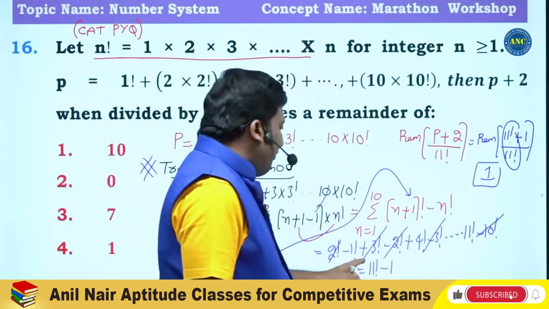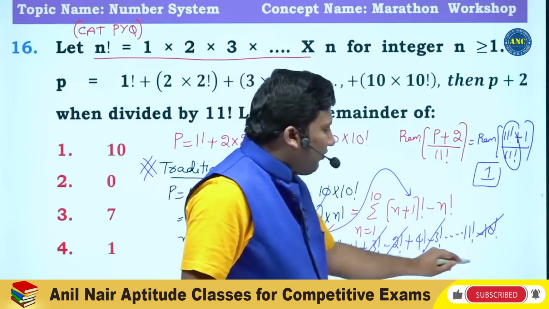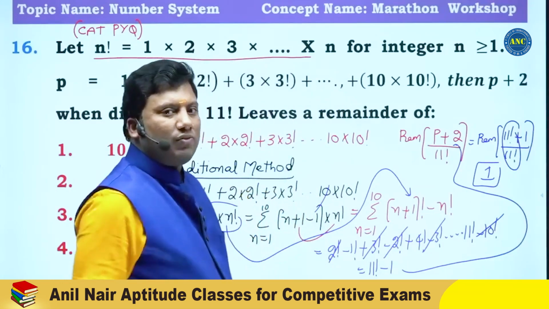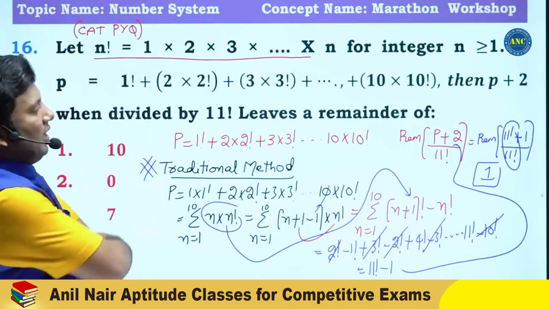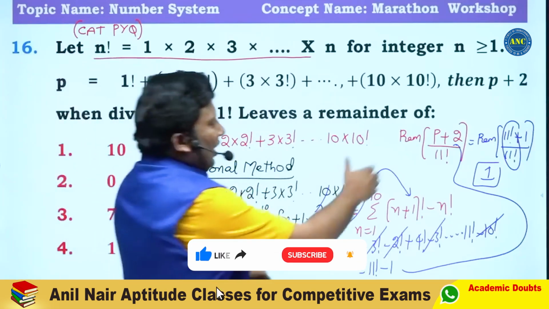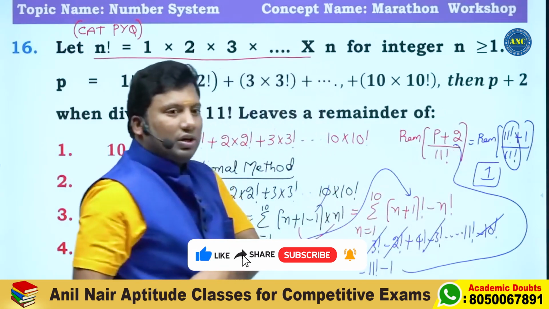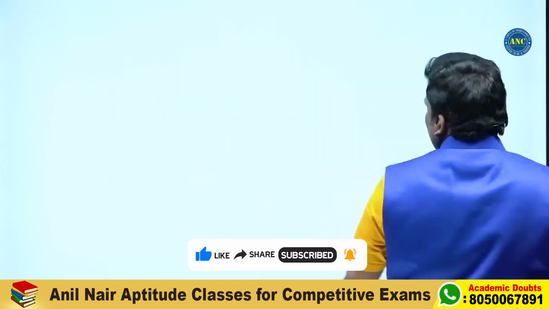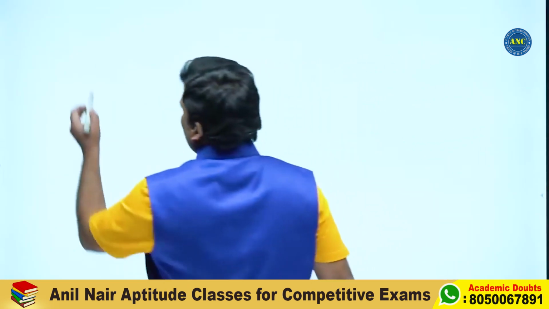P is 11 factorial minus 1. 11 factorial minus 1 plus 2, minus 1 plus 2 is plus 1. 11 factorial plus 1 divided by 11 factorial, 11 factorial out. Answer is 1. This is the traditional method. Now, Anil Nair's way of solving the question.